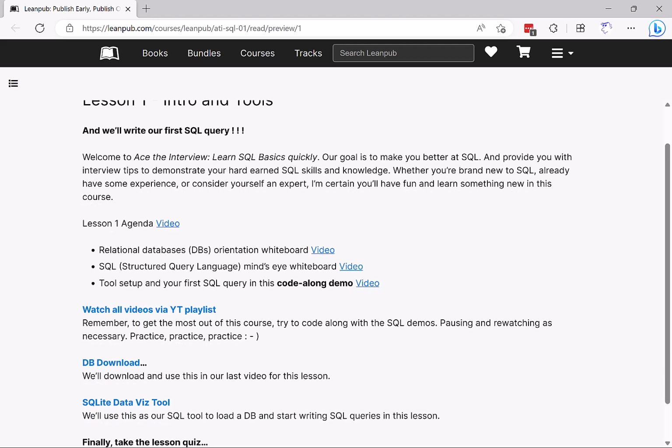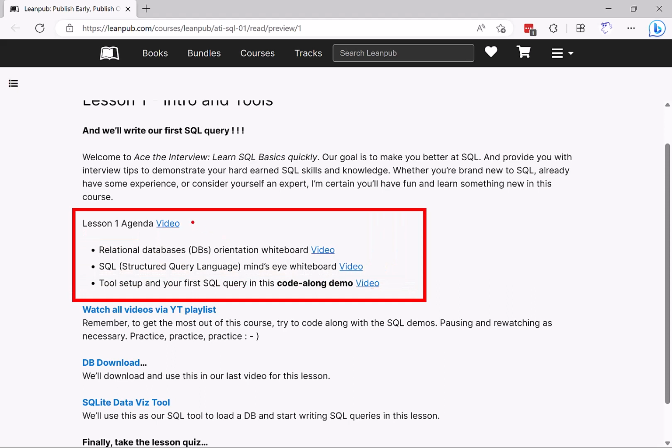If I quickly go over this week's agenda, it will be this video where I talk about the agenda, and each lesson will have a video of me talking about the agenda. I will do a whiteboard discussion of relational databases, just to orient ourselves as to why we might want to learn this thing called structured query language. I come back and do a second whiteboard video on structured query language, or SQL, itself.